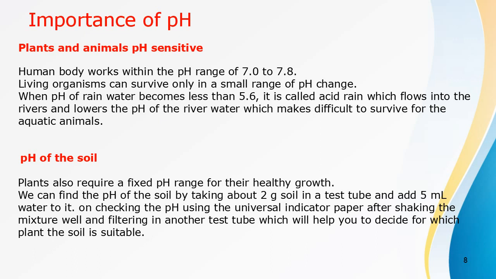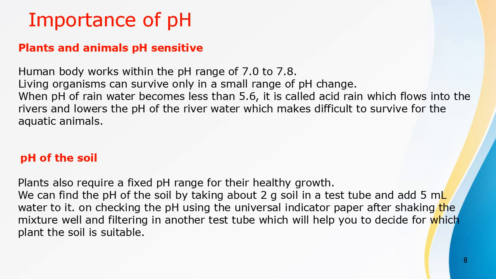Now let us see how important the pH scale is in our daily life. Plants and animals are pH sensitive. The human body works within the pH range of 7.0 to 7.8. Living organisms can survive only in a small range of pH change.